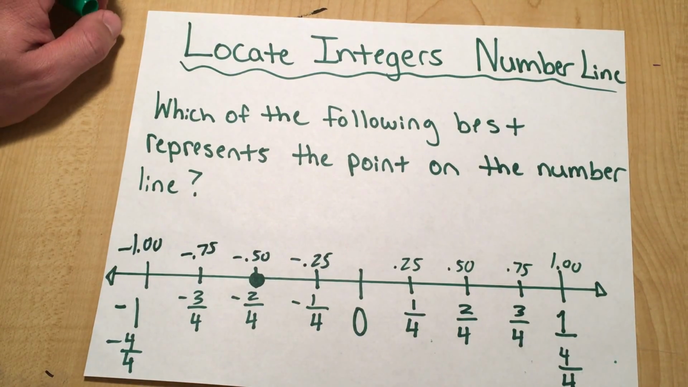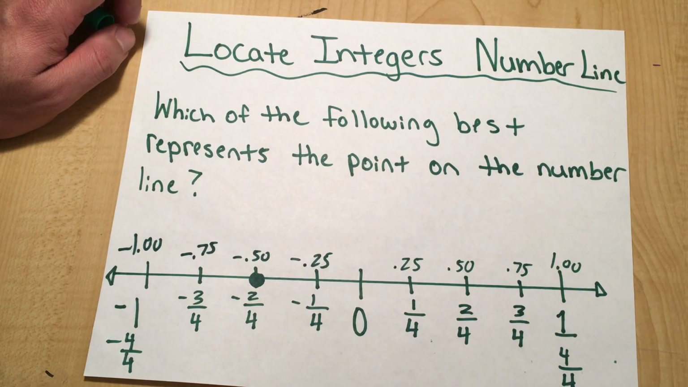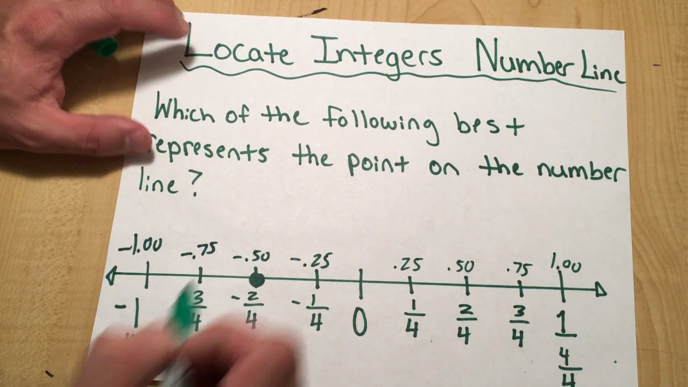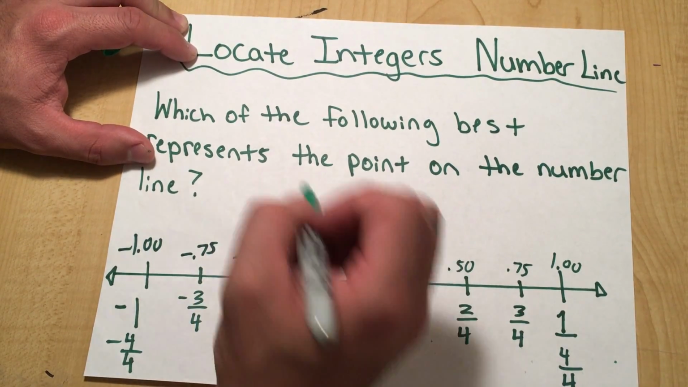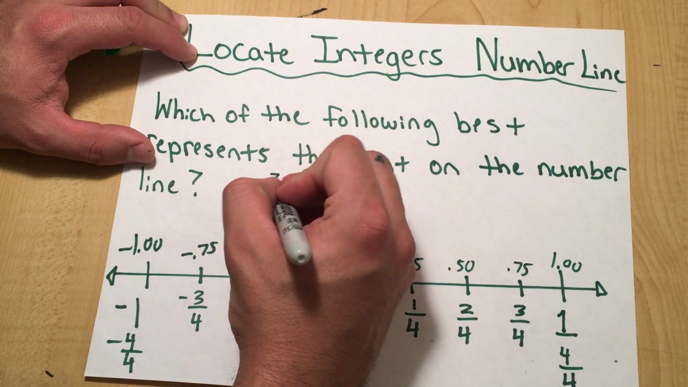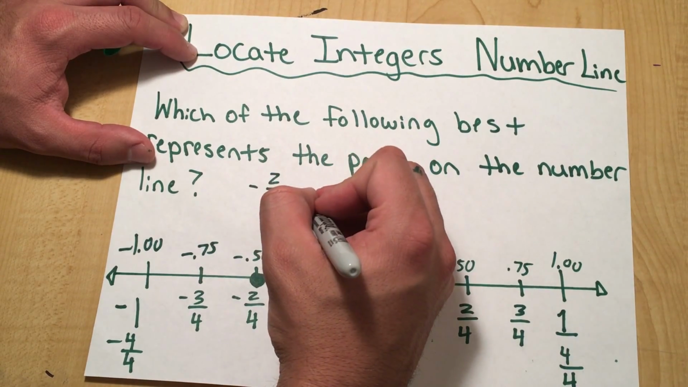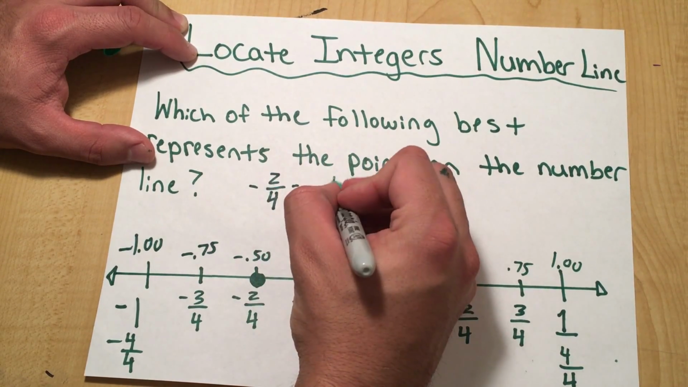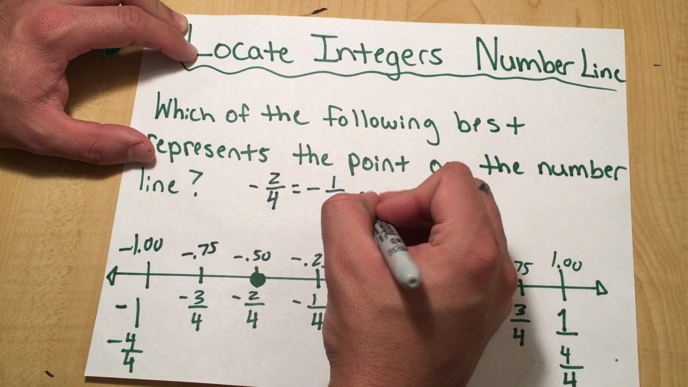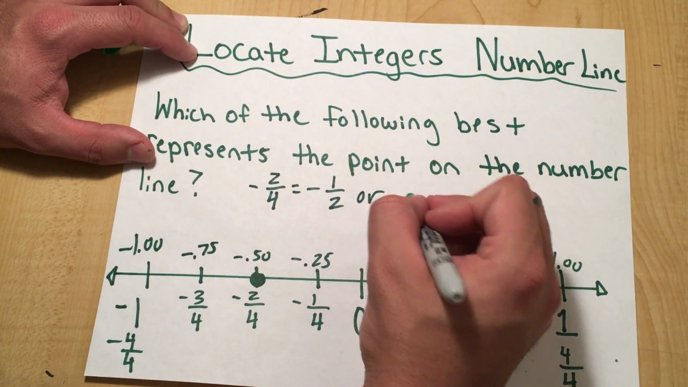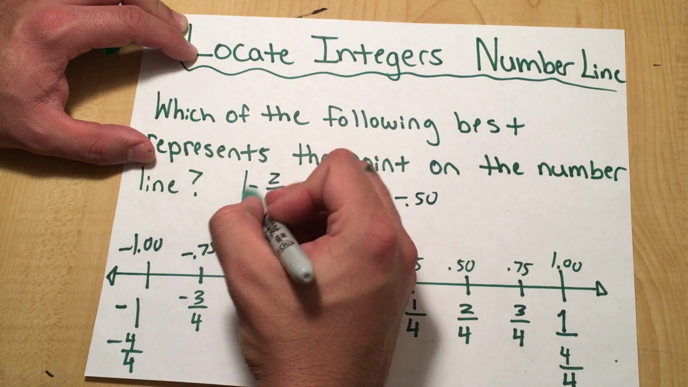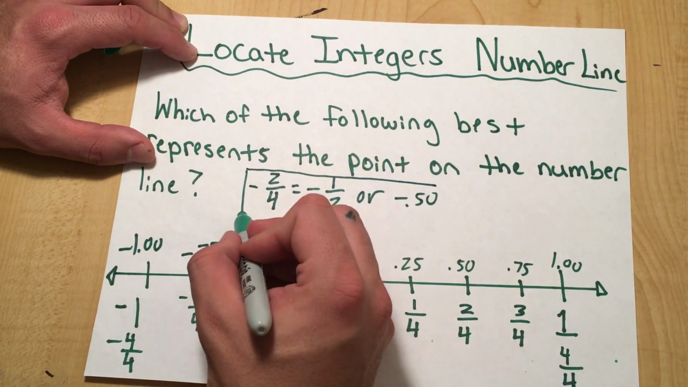So to answer this question, which of the following best represents a point on the number line? We could say that this point is represented by -2/4, which is the same as -1/2, or -0.50. So any of these 3 could be your answer.